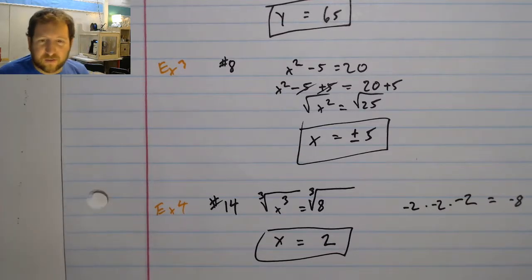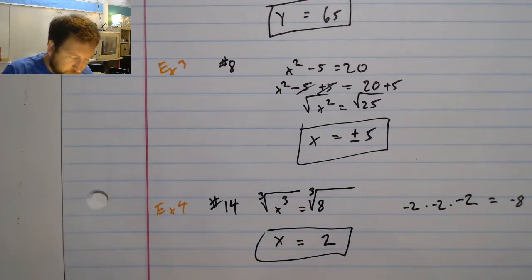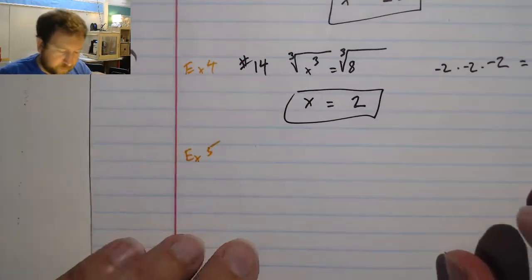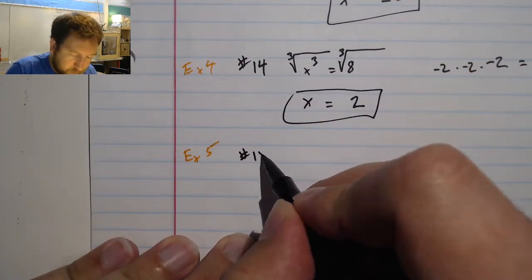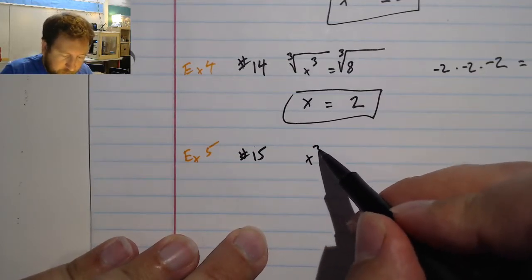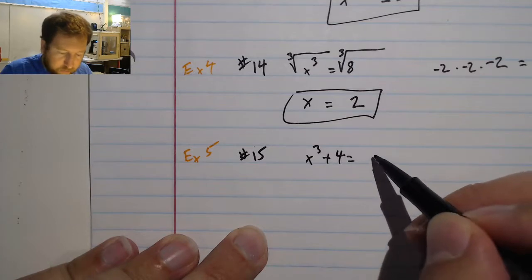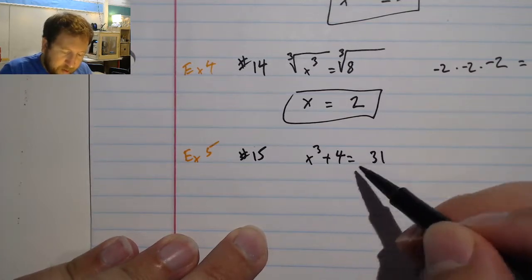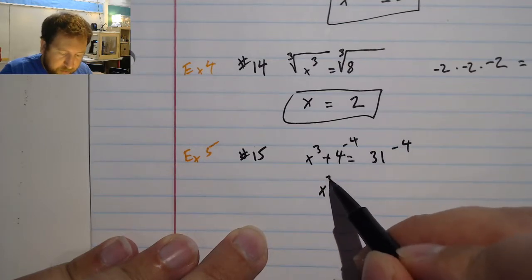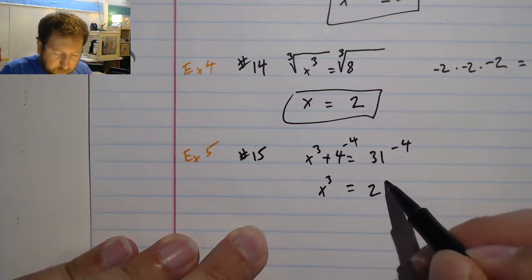And I'll do that last one as well, number 15, just in case you get stuck. That is x cubed plus 4 equals 31. Okay, I'm going to get rid of that 4, minus 4 to both sides. I have x cubed equals 26.